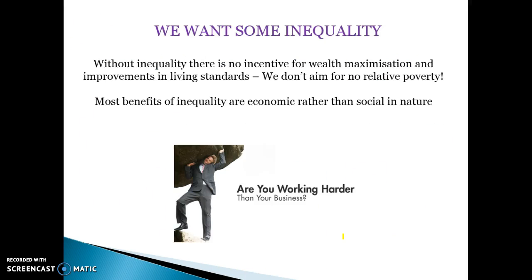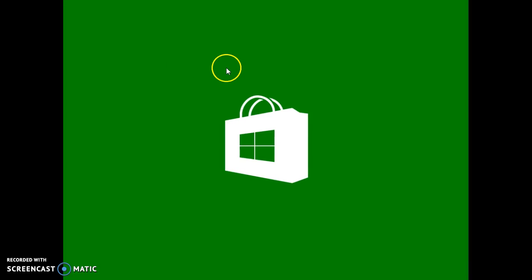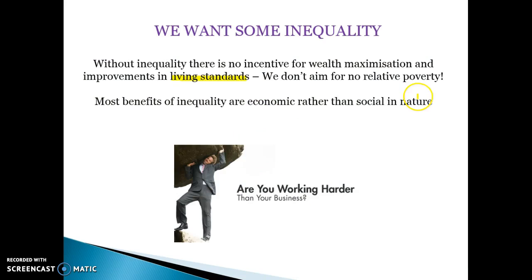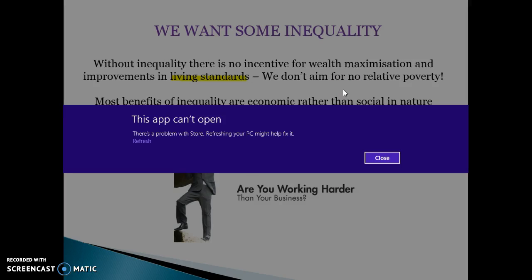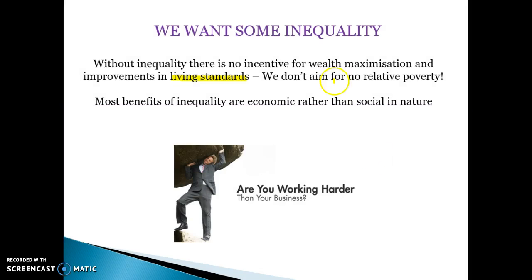Okay, why do we want some inequality? Well, inequality, and basically having a discrepancy in the amount of income that people generate, provides incentive for people to maximise their wealth, to work hard, to be productive, and all of those things help to boost our living standards. So without some inequality, there is no incentive for wealth maximisation, which we need, and less incentive to work hard to maximise our living standards. So we don't aim for no relative poverty.